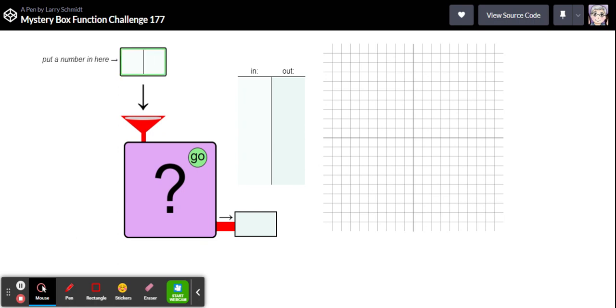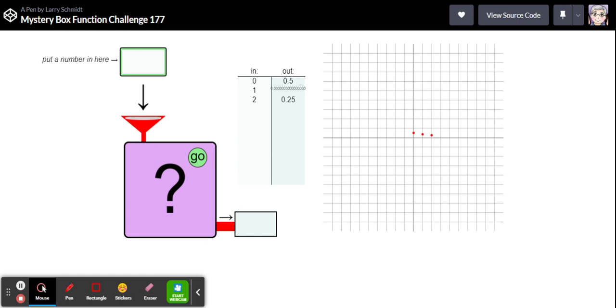Alright, let's begin. I'm going to put it as 0. Okay, so 0 gives us 0.5. How about a 1? Okay, 1 gives us 0.3 repeating, or 1/3. How about a 2? Okay, so it looks like a curve there, a very shallow curve.